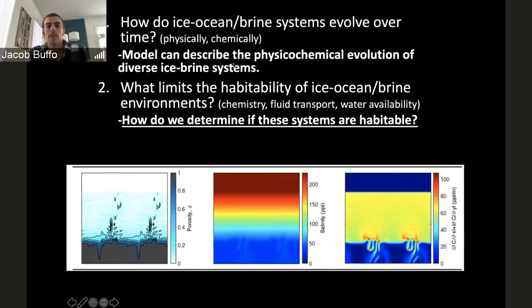And so I think the model has done a really good job of describing how these systems are going to evolve.